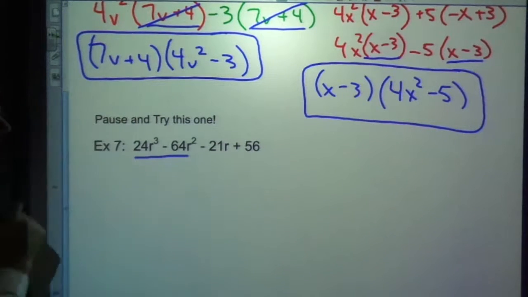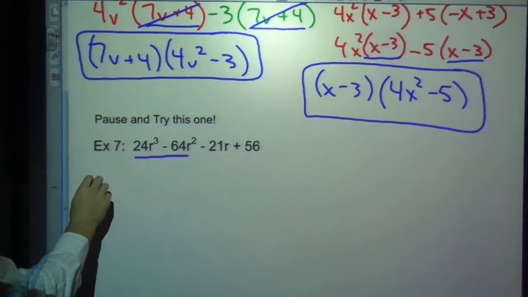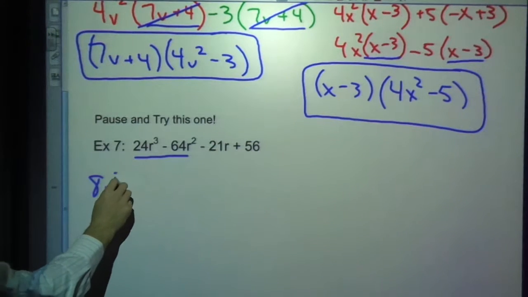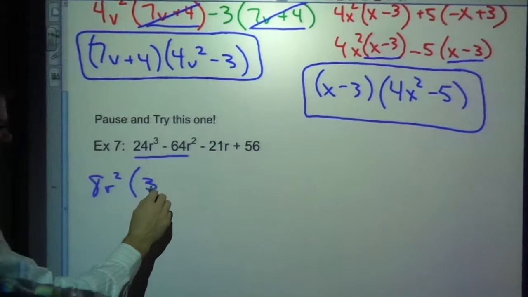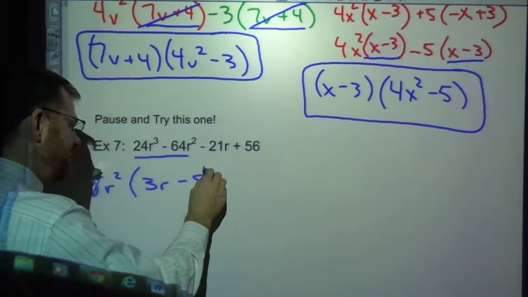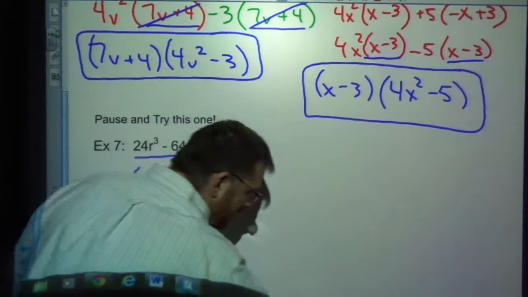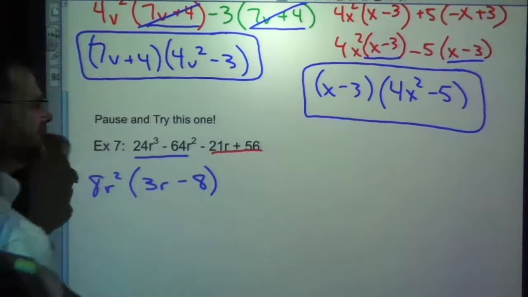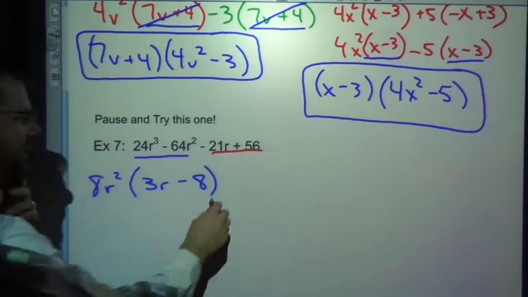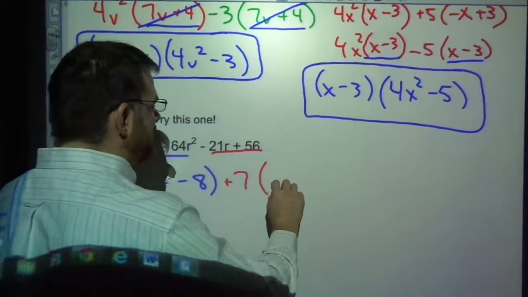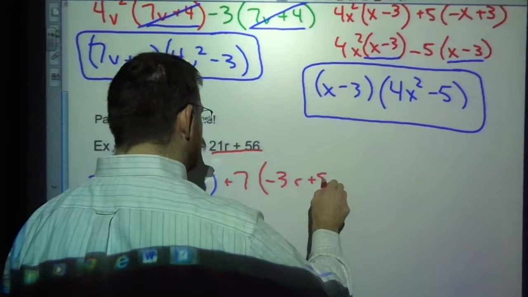We've got our greatest common factor here. I'm going to say 8. And I'm going to say r squared. And that leaves 3r minus 8. And then here, let's see, 7 I think. All right, plus 7, and that leaves negative 3r plus 8.